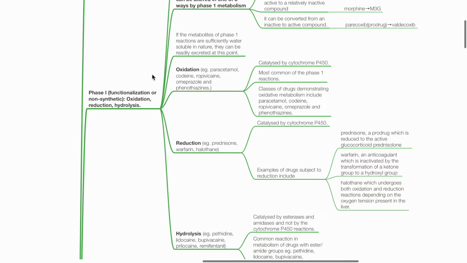Examples of drugs subject to reduction include prednisone, a prodrug which is reduced to the active glucocorticoid prednisolone; warfarin, an anticoagulant which is inactivated by the transformation of a ketone group to a hydroxyl group; and halothane, which undergoes both oxidation and reduction reactions depending on the oxygen tension present.